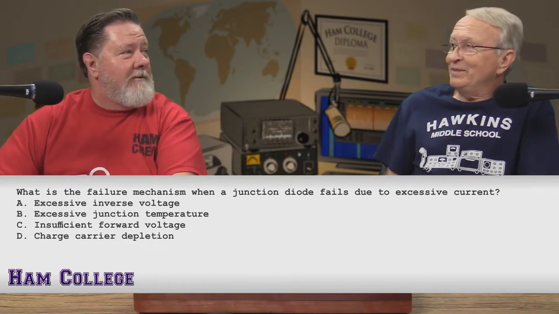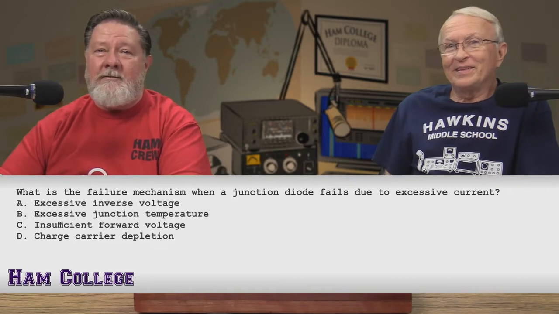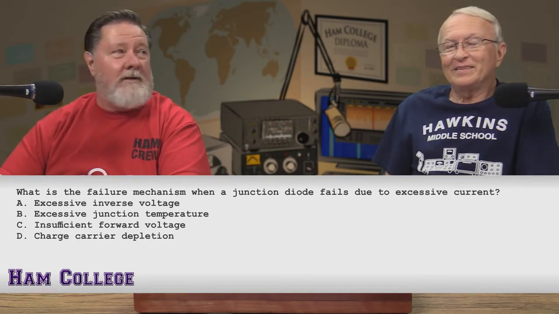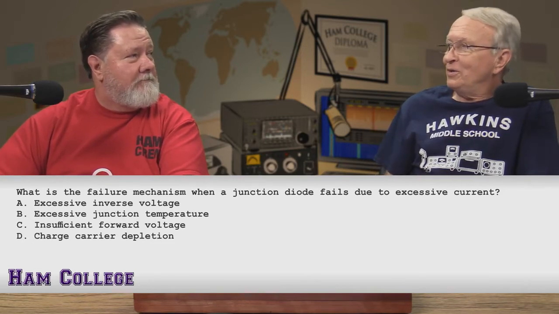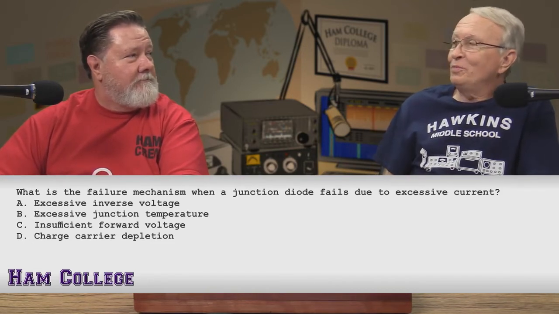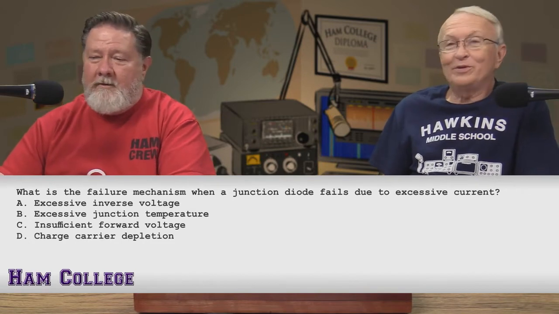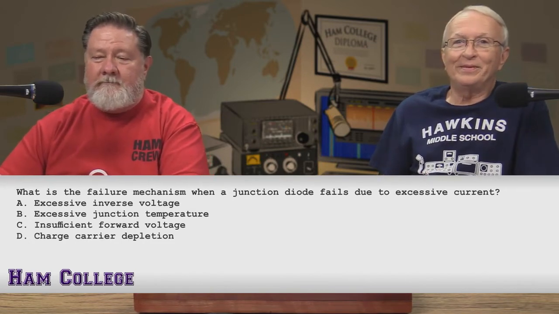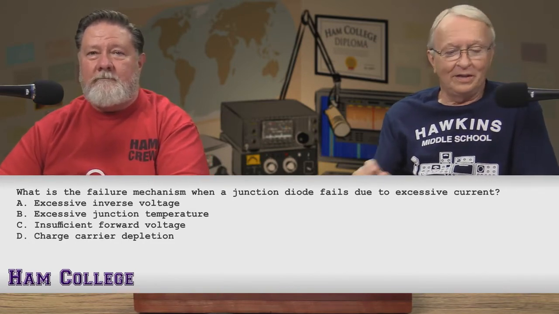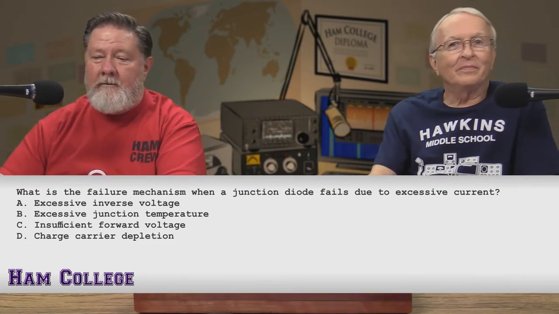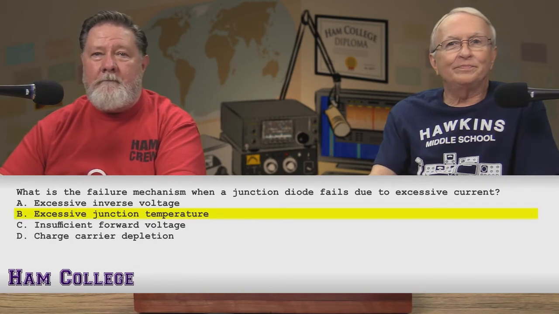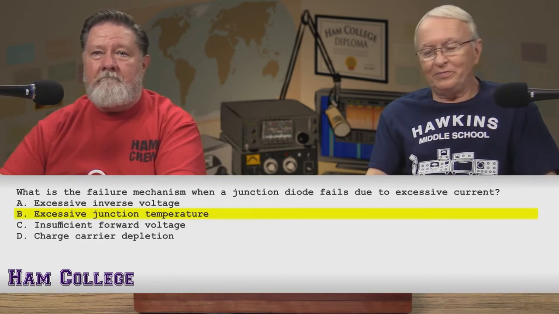Thinking, when we were going down through that, all I could think about was the heat, smoke coming out. And if you've ever watched a diode crack in real time, you don't want to put your finger on it. It's pretty warm. So, yeah, I'm going to go with B. Chat room, what are they? They're all saying it's B over there. So there you go. Excessive junction temperature.